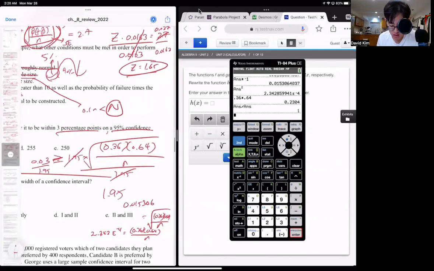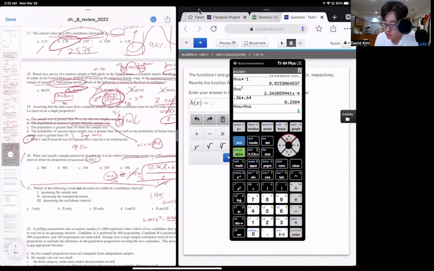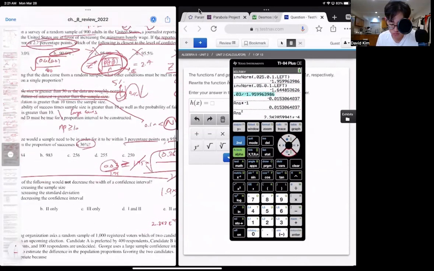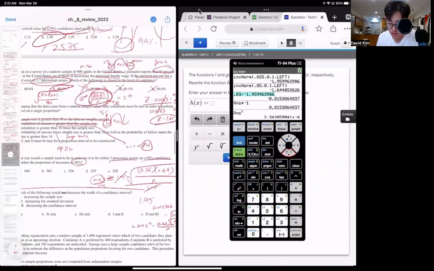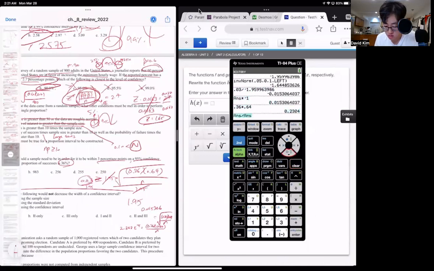Maybe I made a mistake here. So if it's within 3 percentage points, it means 0.03. We divided that by 1.95. Let's check the answer here. Okay, good. 3% of the confidence interval. Okay, so we have that. Then we square the whole thing, and then we take the 0.03. Okay, so we take that 0.2. Oh, no wonder I made a mistake. So it's basically this number divided by this number, but not this number. You know what? I'm just going to start from the top because it's not working out.